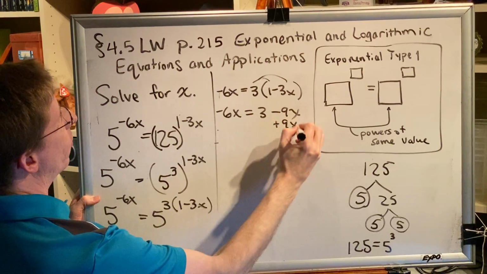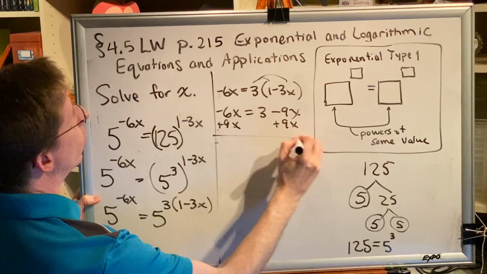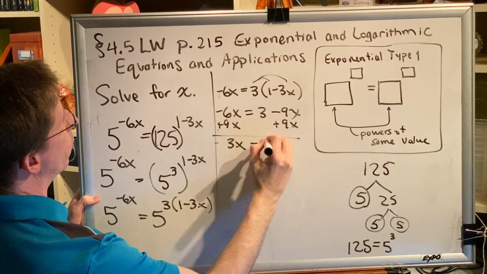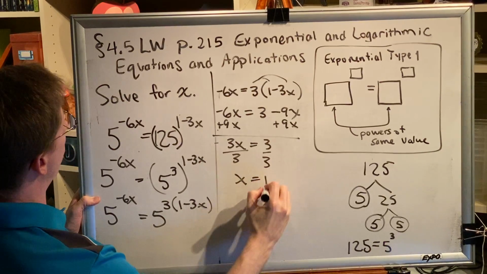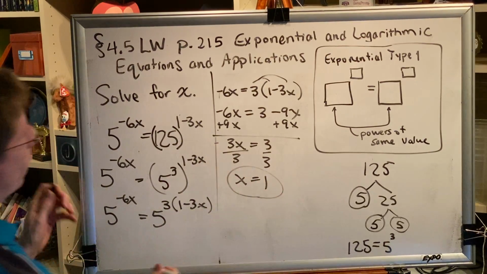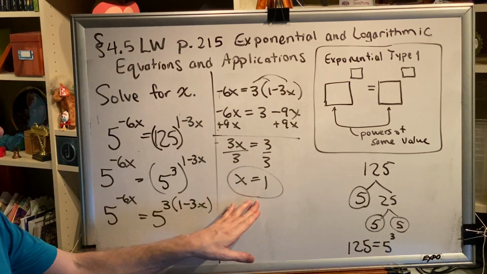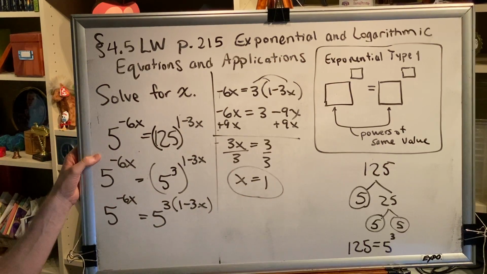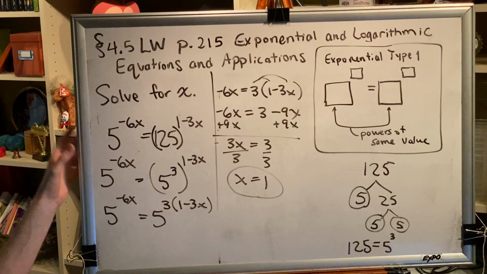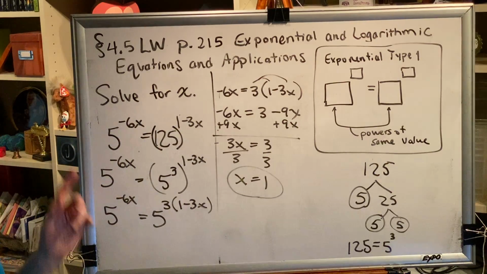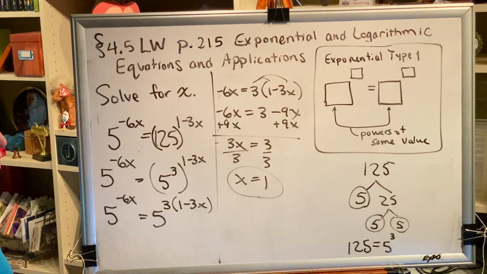Add 9x on both sides. 3x equals 3. Divide by 3 on both sides. X equals 1. All right, and again, if we wanted to check this answer, all we would have to do is to plug that back in for the x here, and that would give us our result. The left side and the right side should match.